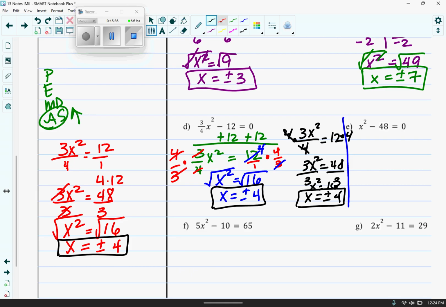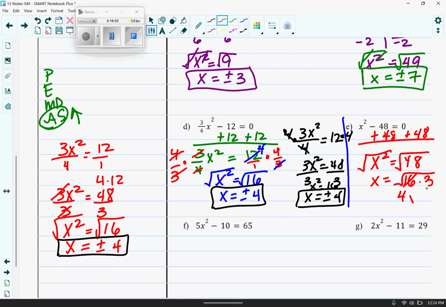On E, I'm going to add 48 to both sides. Now this is going to give me x squared is equal to 48. Now we have to do a little bit of work because we have to break that down. The largest perfect square that goes into 48, because we're square rooting, is going to be 16 times 3. The square root of 16 is 4, so it's 4 radical 3. Plus or minus, because we're solving.